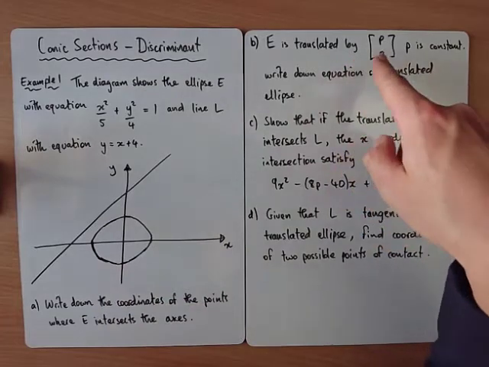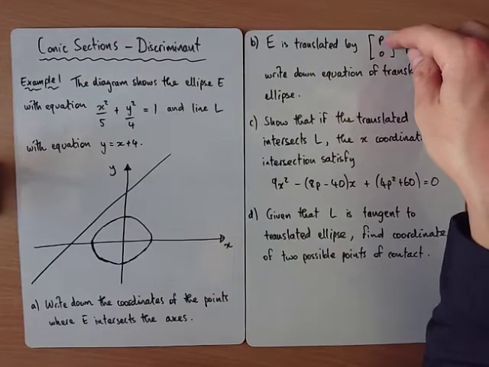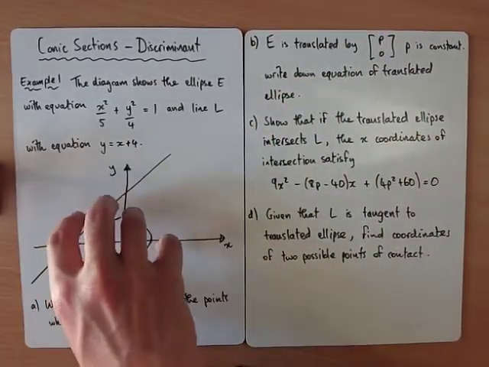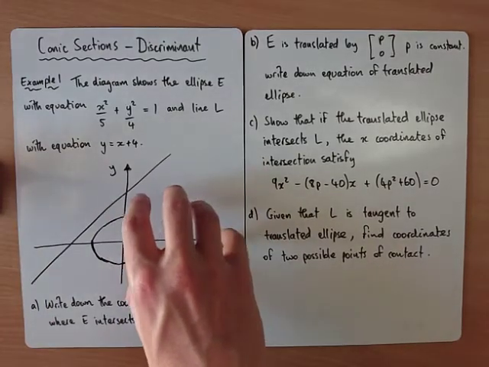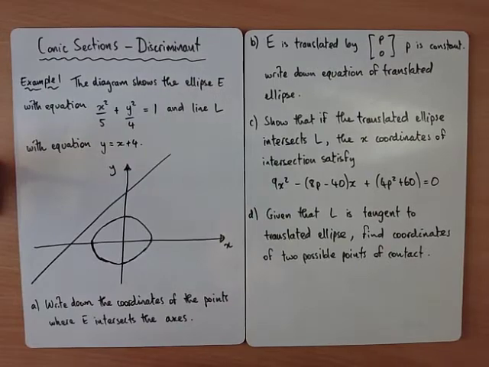Then we're told the ellipse is translated. And if you look at this vector translation, it's translated in the x direction, so we're going to be moving it along in the x direction. If p was positive, we'd move it that way in the positive x direction. If p was negative, we'd move it that way in the negative x direction.